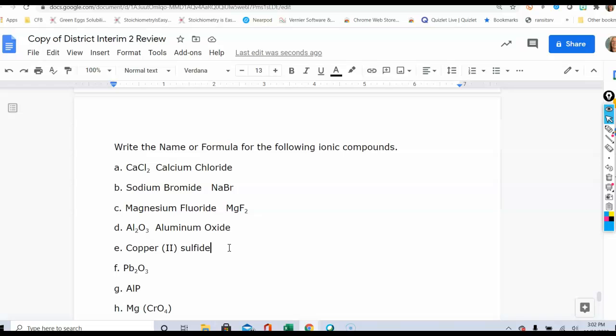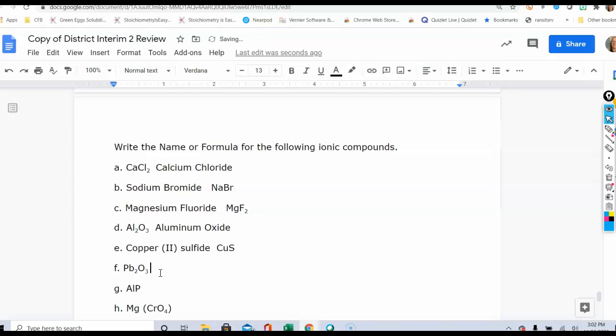Then we need to make sure that we correctly write the formula of copper(II) sulfide. You know that copper is a 2+ ion because of those Roman numerals, and you look up sulfur on the periodic table and find it is S2-. So it ends up with CuS because the 2+ and 2- cancel each other out.